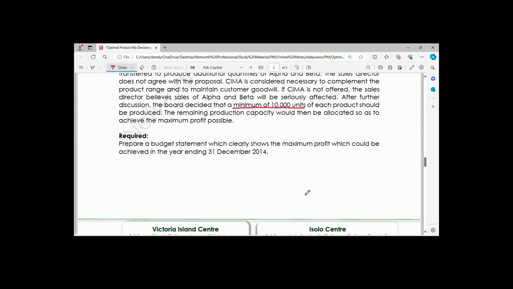So you can see from this question, the examiner asks us to prepare a budget statement which clearly shows the maximum profits which could be achieved in the year ending 31st December 2014. This requirement does not tell me whether this question is optimal product mix. The examiner just tells me to prepare a budget statement that will show profits. I would then need to ask myself what I am supposed to do to prepare the budget statement.